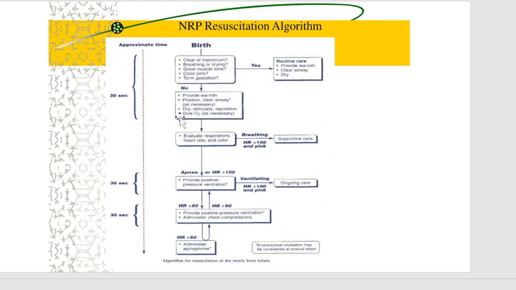In the first 1 minute of life, after assessing the Apgar score, if it is less than 7, then in the first 30 seconds what you have to do is check for clear fluid or meconium aspiration. Is the baby crying or not? Is breathing normal or not? Is there good muscle tone or not? Is the color pink or not? Temperature, term gestation or not? We have to check all these things, which is nothing but the Apgar score. If everything is okay, then go with routine care.